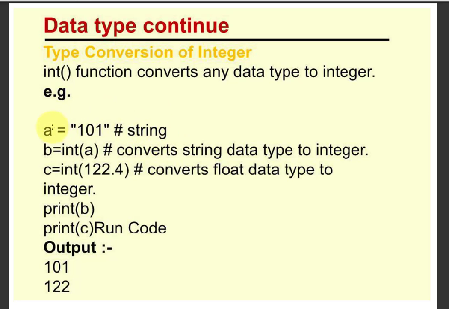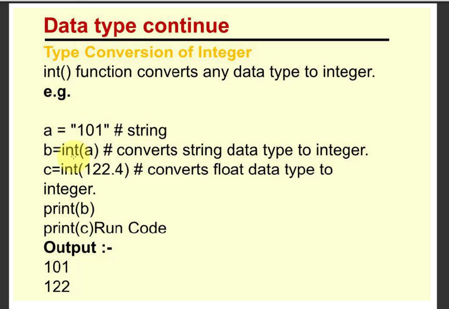So that's why the variable a will hold a string value. But there I am learning type conversion. We can also convert a string into an integer with the help of the integer function. So let's see how we can change that string variable into an integer.